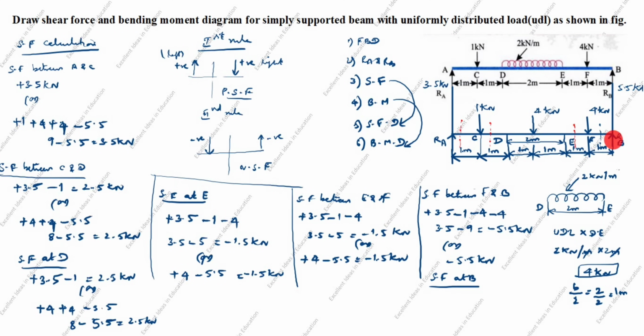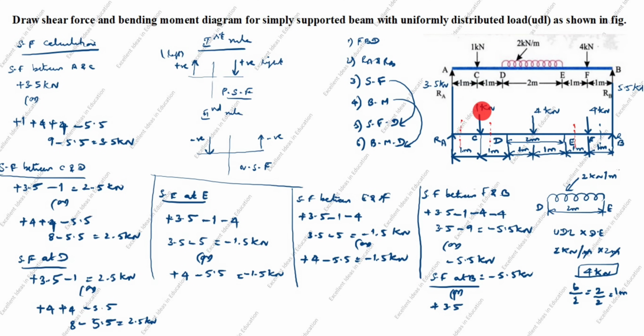Next we will calculate shear force at B. This side is the left side, this side is the right side. First we will calculate the right side. Right side, you see the arrow goes up, it is negative. -5.5 kilonewton. Now from here to here, the RA force goes up. Goes up is positive. Plus 3.5.